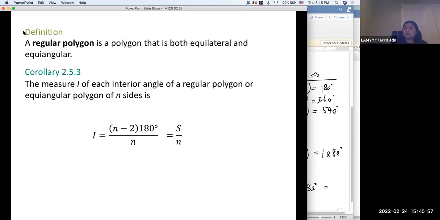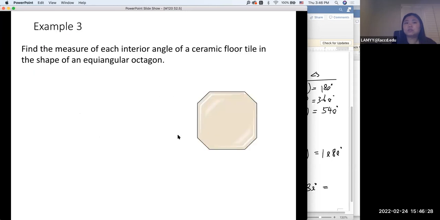Write it down, S over n. Write it down on your notes also. If your notes don't have this formula, put it in your notes. And again, this formula only applies for the regular polygon or equiangular polygon. It doesn't work for the equilateral. Okay, try this one.